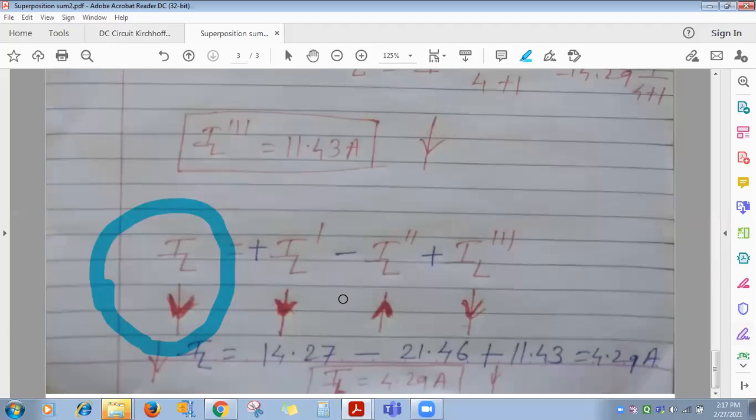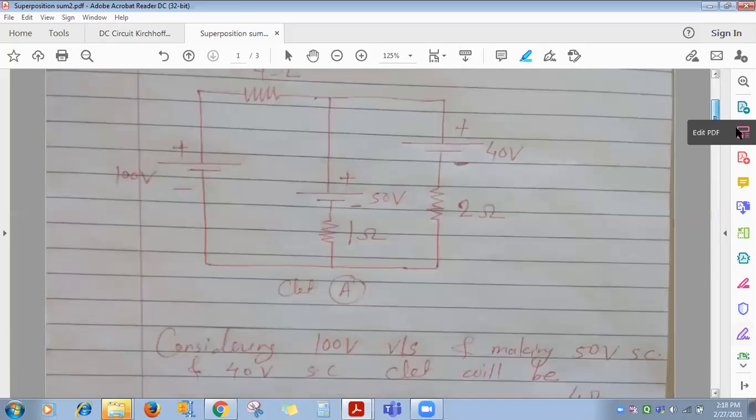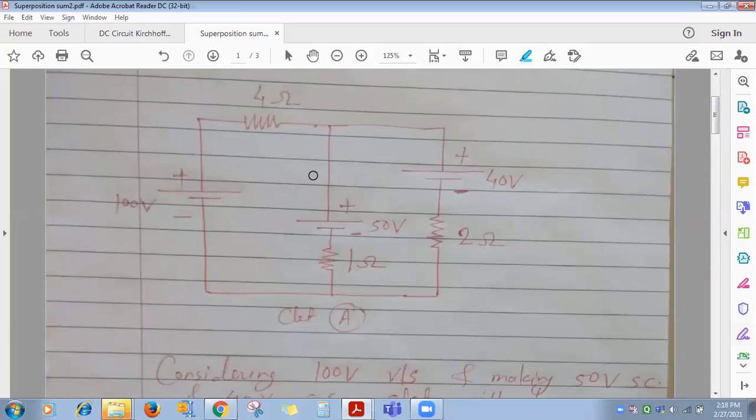Everyone see the PDF. IL, what have I assumed? Downward. You can assume upward also. I have assumed downward for IL, where 1 ohm is the load resistance. IL is the current flowing through the load resistance. RL direction you can assume upward also, downward also. I have assumed downward. So when all sources are there, mark the current direction in the original circuit flowing through the load resistance.